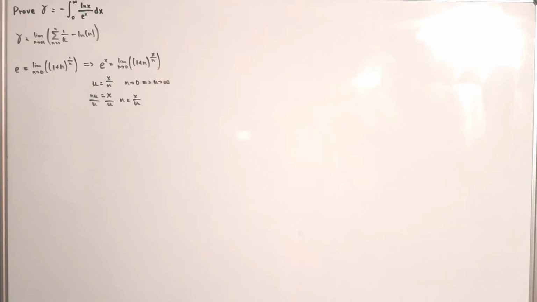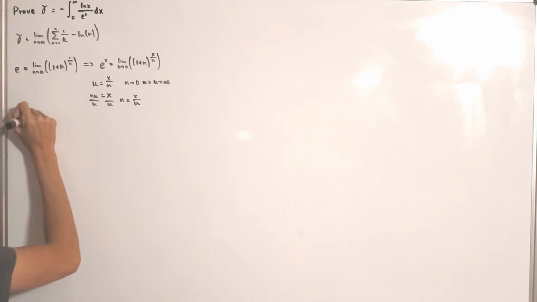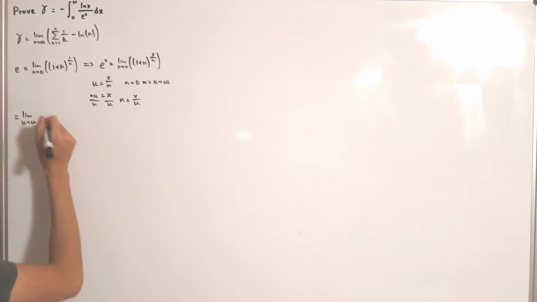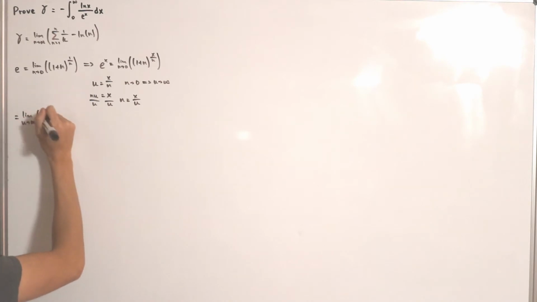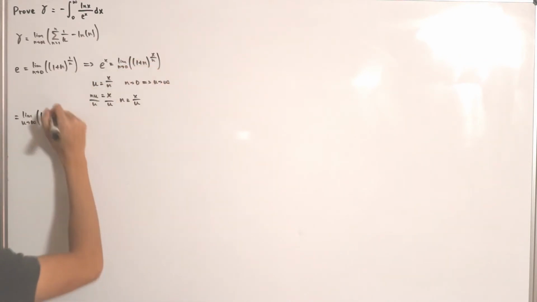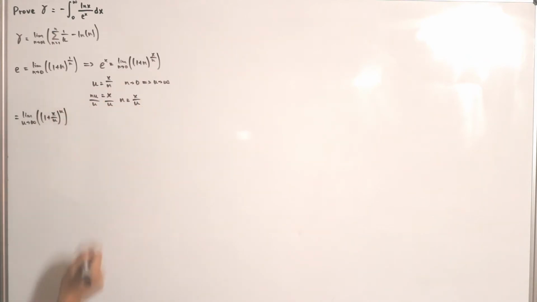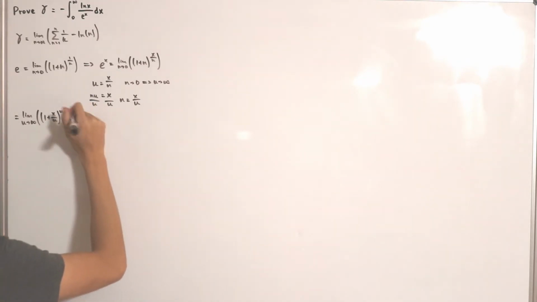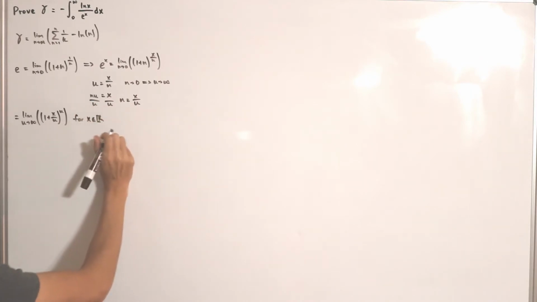With that, we can rewrite our new limit in terms of u. So this equals the limit as u approaches infinity of 1 plus, since n is equal to x over u, x over u, and then raised to the u. Okay, nice. And this is for some real number x. Let me just establish that as well.